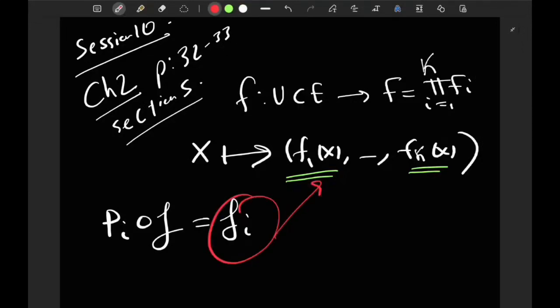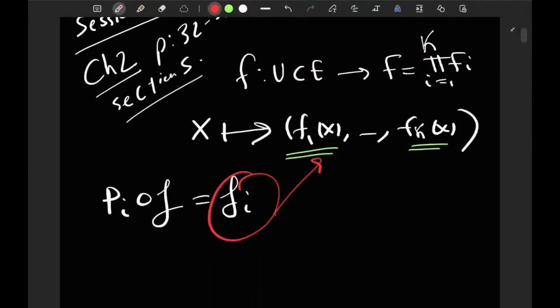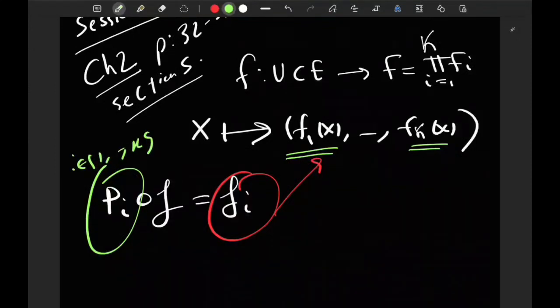Each fi, which is a component function of f, is the composition of f with the projection function. Now what's good is that each projection function pi, with i ranging between 1 and k, is linear and continuous. And so is the injection ui we also talked about. I will remind you about the pi and ui in a bit.